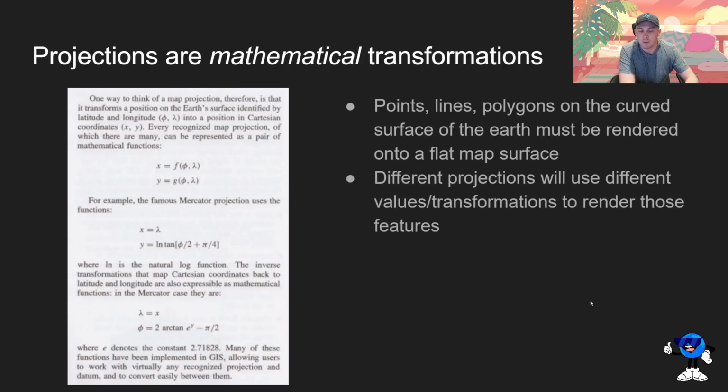Projections are basically just a mathematical transformation that can be broken down into a formula. So points, lines, and polygons on the curved surface of the Earth must be rendered onto a flat map surface. Different projections will use different values and transformations to render those features. Basically, they're all just being broken down into different formulas and how to actually project them onto this flat map, basically from our 3D globe.